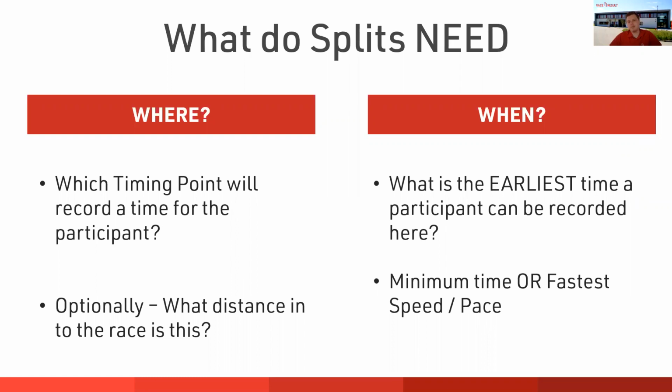Why do we need the earliest time? We simply want to make sure that we catch cheaters, or people standing on a line with their bib who didn't actually take part in the race. So we want to try to ignore those detections that are not valid, that cannot be true. And therefore we use the minimum time or a fastest speed or pace, but we will see a few more options later on. So this is all we need to know for splits. You don't need to know much more in order to set up your splits.